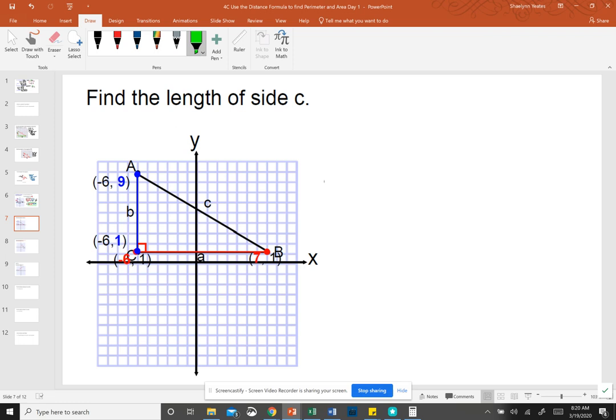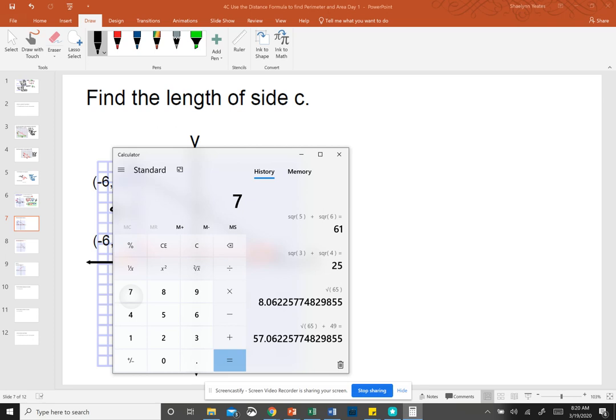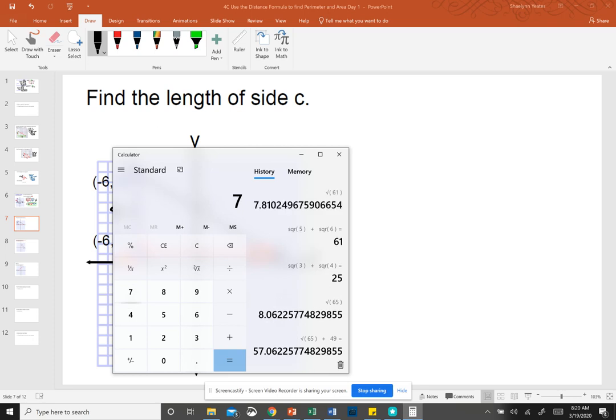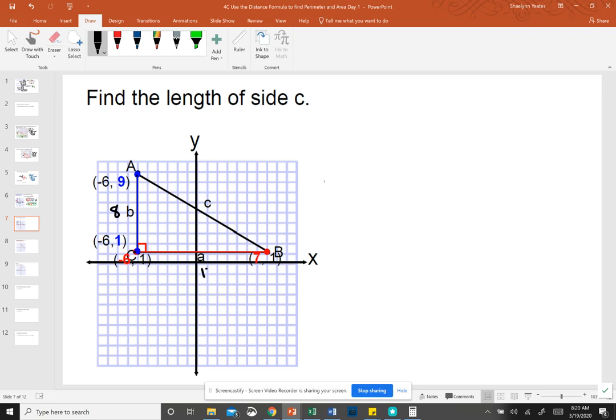So right here, we're going to find the side length C. Now, I like doing this the way that I've been showing you. I find this distance, so it's from 1 to 9, so I know that's 8 long. This is from -6 to +7. I know that's, is that 13? Let's see, 7 minus -6. 7 minus a negative, so plus 6, there we go. And I get 13. Okay, so this is 13 long.